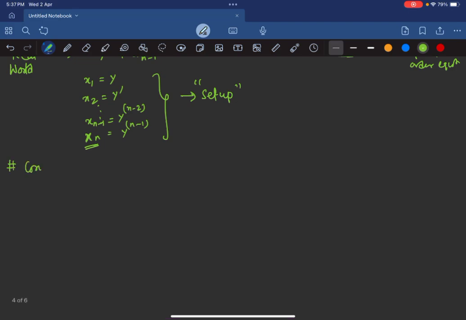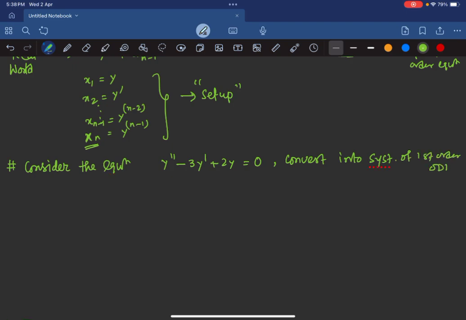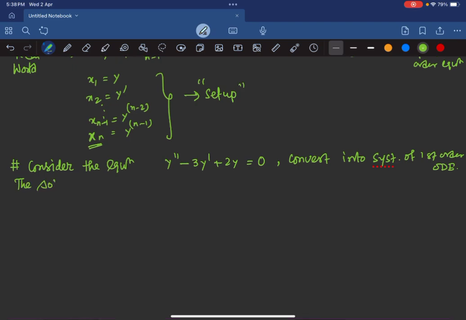Here, suppose this is the first problem I'm taking. Consider the equation y'' minus 3y' plus 2y equals, suppose, 0. Convert into a system of first order ODE, then solve using the matrix method.